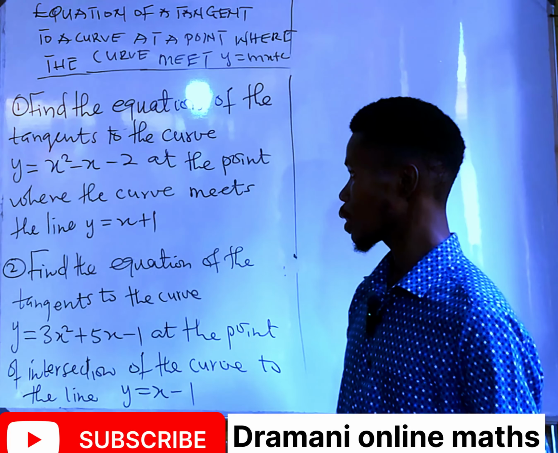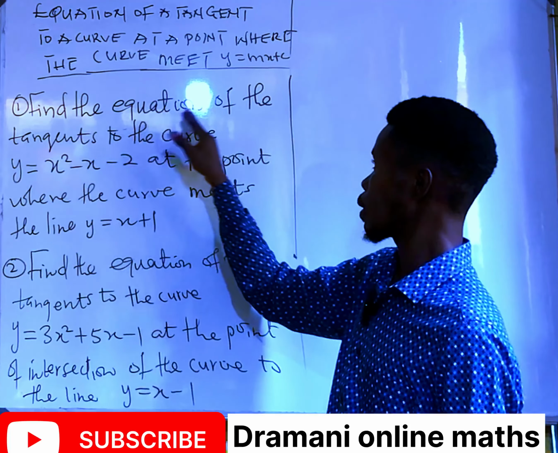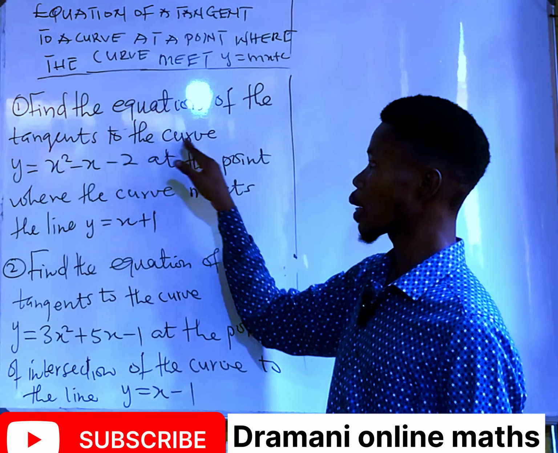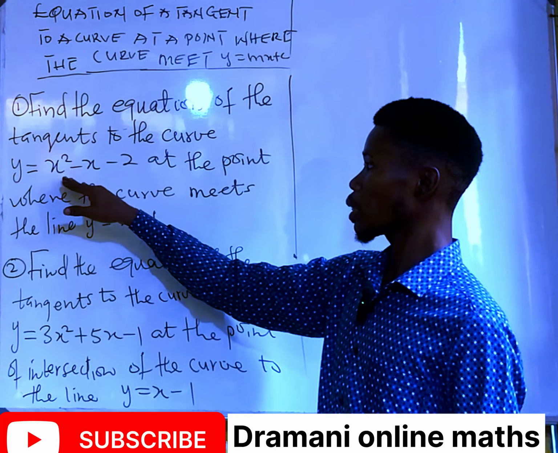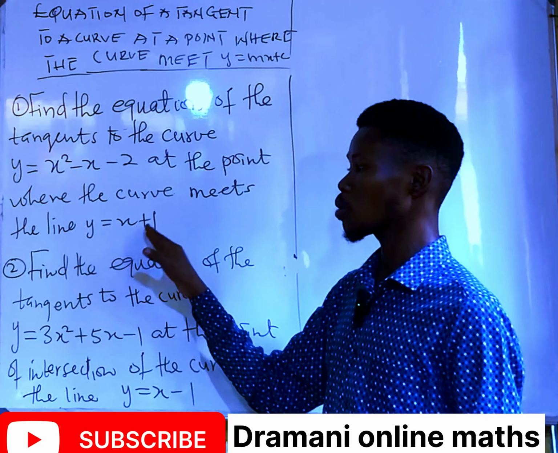So, for instance, find the equation of the tangent to the curve y equals x squared minus x minus 2 at the point where the curve meets the line y equals x plus 1.